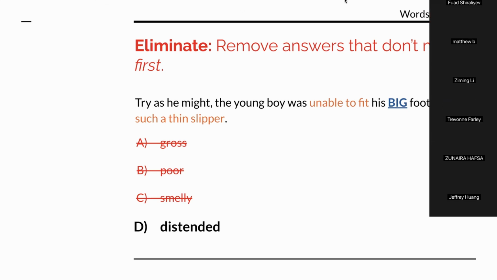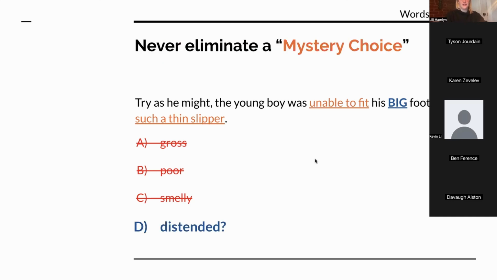I'm assuming some people don't, right? So we might not know what distended means. And this is where the approach to words in context can seem a little strange, because we never want to eliminate a mystery choice, right? Just because we don't know the meaning of a word doesn't mean that we can't use it for the answer choice.